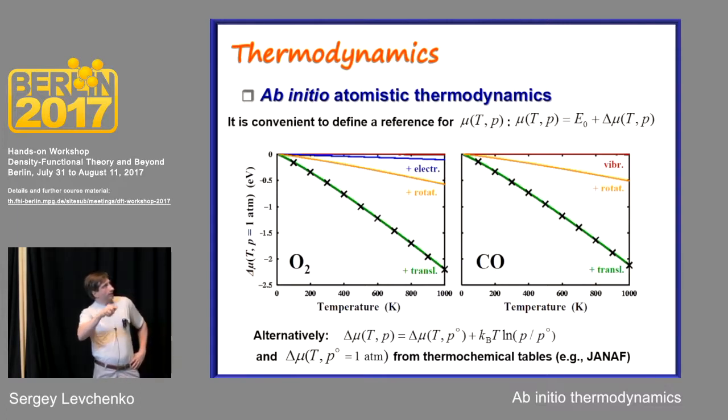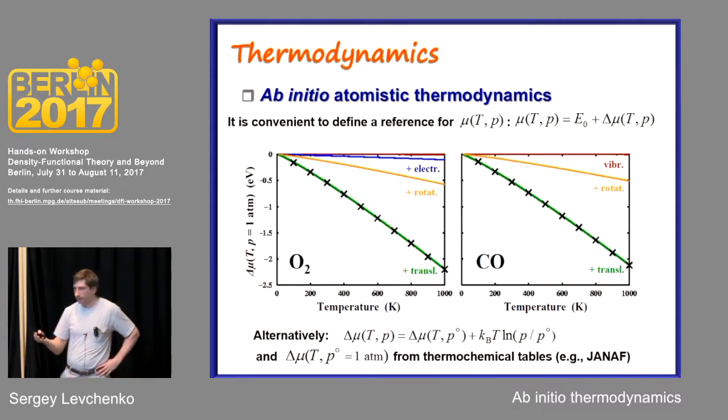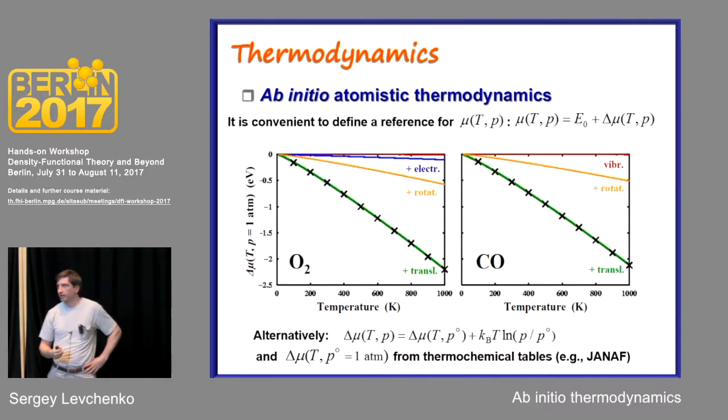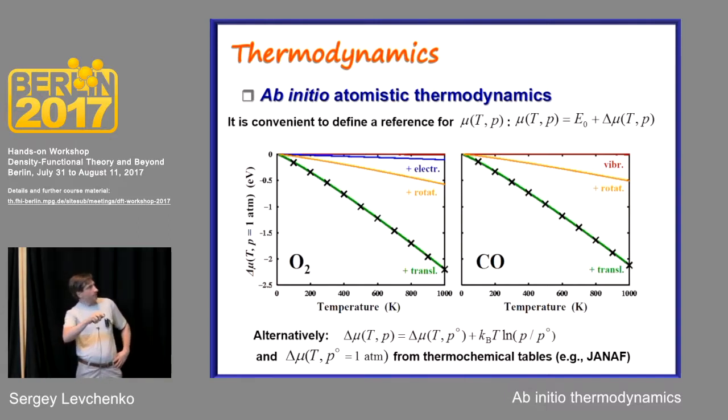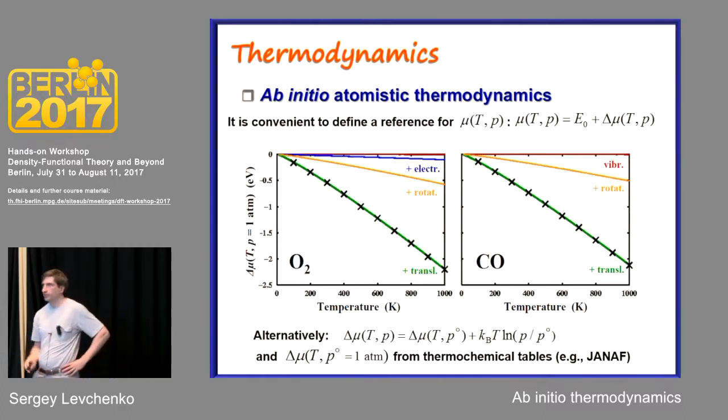And the crosses show the experimental values. So we can see that this delta mu can be calculated quite accurately even with PBE. Alternatively, we could use this expression, where the delta mu at given temperature and pressure is expressed as delta mu as a function of temperature at given pressure plus kT logarithm of pressure divided by some reference pressure, which is usually the atmospheric pressure, and get these quantities from thermochemical tables from some reference data.